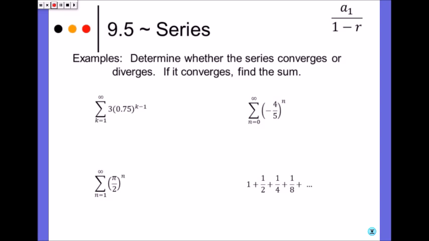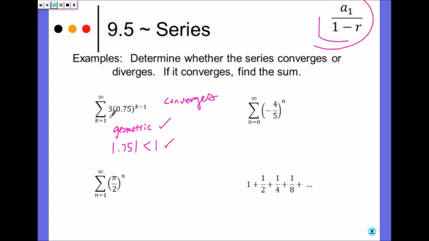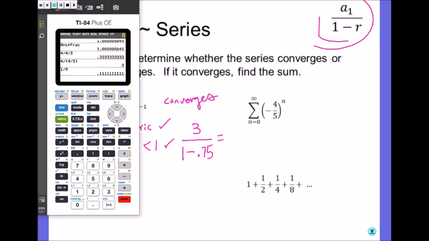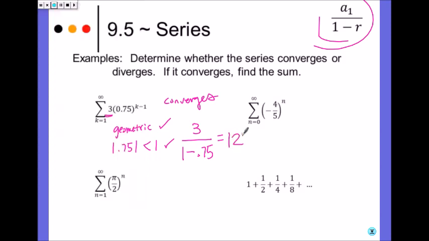So this is what? Geometric: the first term, and the ratio raised to k minus 1. So this is geometric. So that's good. Check. What's the ratio? 0.75, which is less than 1. Check. So that means it converges. If it converges, what do you do? You plug into this formula: the first term, which is this one right here, 3, over 1 minus 0.75, which equals 3 divided by 0.25. So you get 12. So it converges to 12.